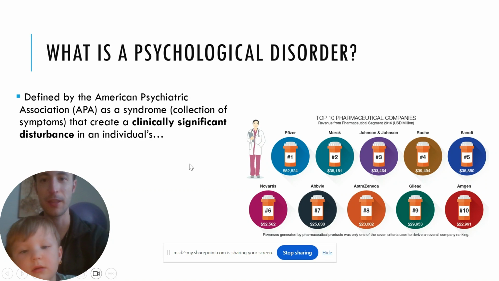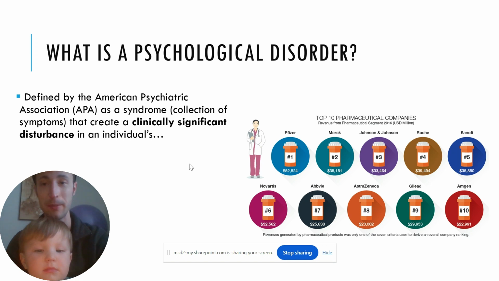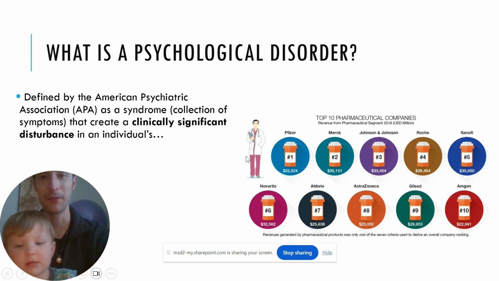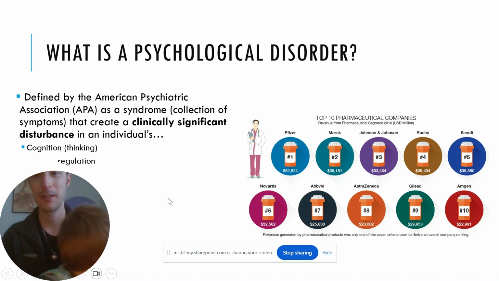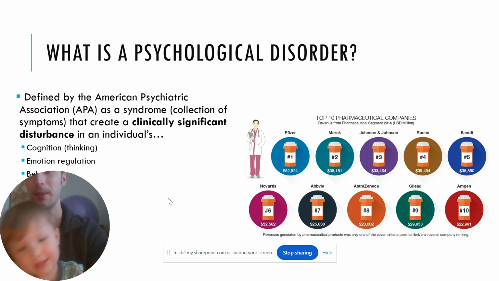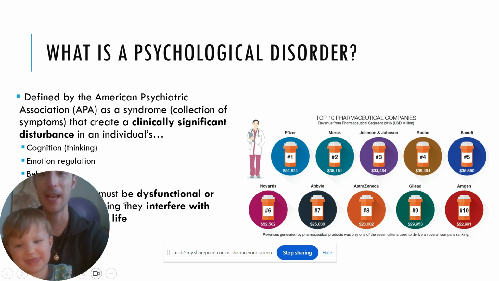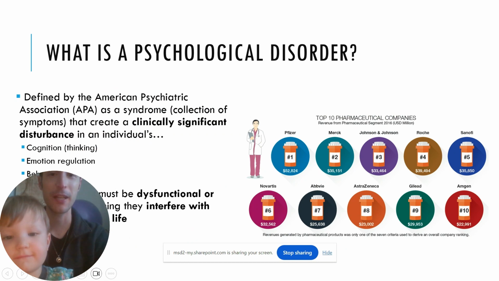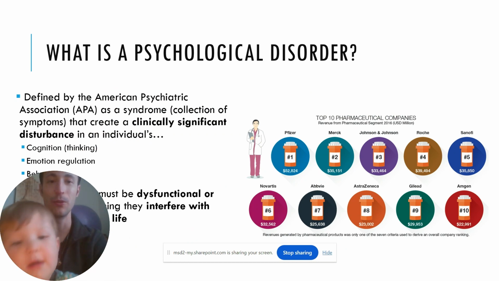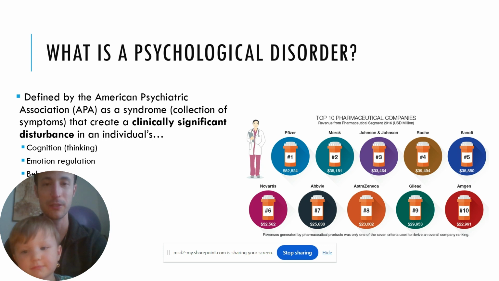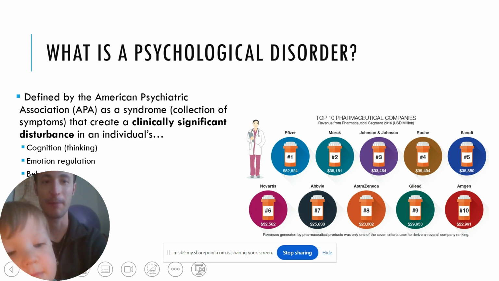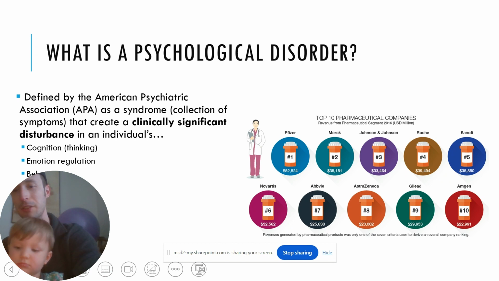What's a psychological disorder? The APA, the American Psychiatric Association, not the American Psychological Association, but they have pretty much the same definitions. It is a collection of symptoms that create a clinically significant disturbance in cognition, which is thinking, emotion regulation, and behavior. The other thing is that it has to interfere with day-to-day life and must be maladaptive. And one thing, Finny, is that this could also be a maladaptive way of dealing with your symptoms. So that's a key thing to keep in mind: a disorder can be a maladaptive way of dealing with the symptoms that you have rather than just having the symptoms.